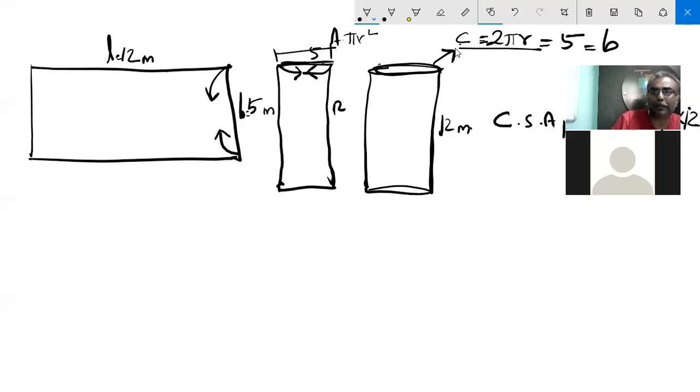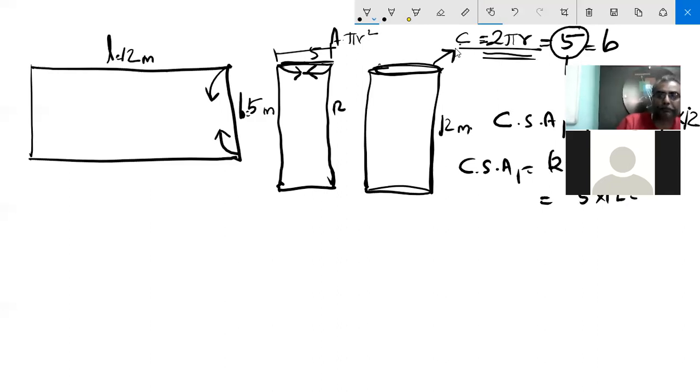Now 2 pi r we already know. How much is 2 pi r? 2 pi r is the circumference, which is 5. So CSA 1 is equal to 2 pi r into 12. 5 into 12 is 60. Very good, excellent. So CSA 1 is 60 meters square.